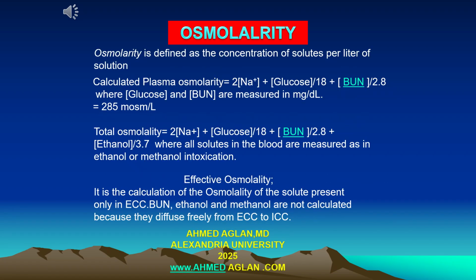Now, let's look at the practical formulas we use every day. The standard calculated plasma osmolarity is given by this equation: 2 times the sodium, plus glucose over 18, plus BUN over 2.8. This typically gives us a normal value of about 285 milliosmoles per liter. Why these divisors? They simply convert the glucose and BUN from their common units of mg per dL into millimoles per liter to match sodium's units.